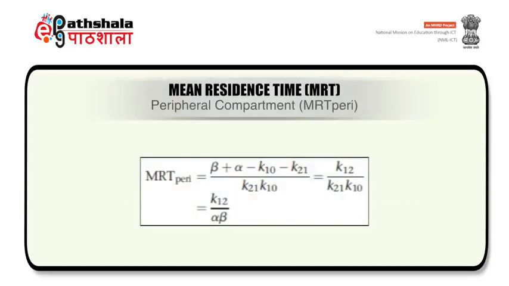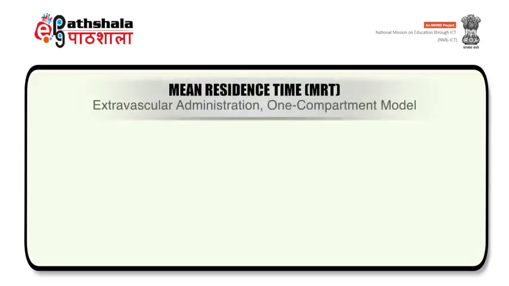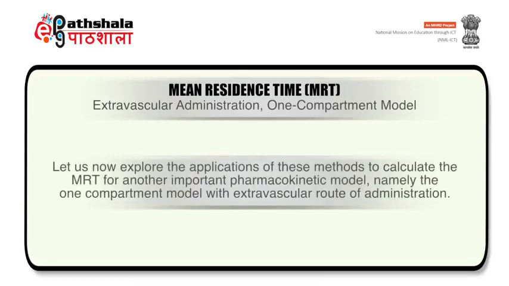In the case of MRT in the peripheral compartment, it is represented by the equation K12 divided by alpha beta. Coming to extravascular administration, one compartment model, let us now explore the application of the method to calculate the MRT for another important pharmacokinetic model, namely the one compartment model with extravascular route of administration.